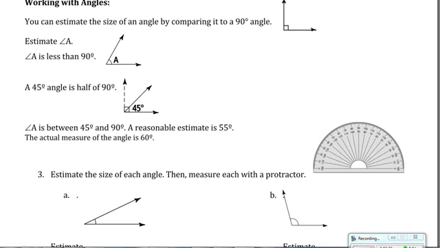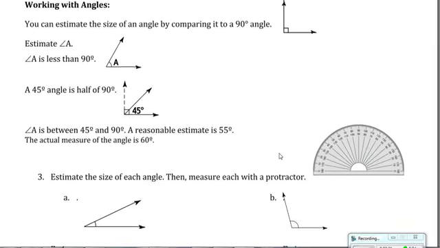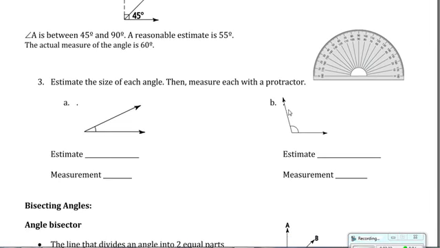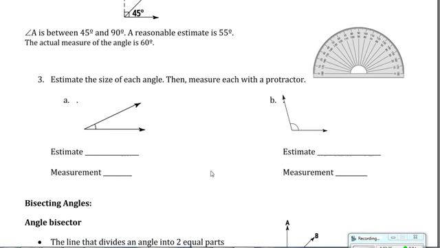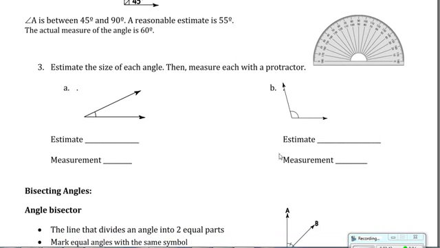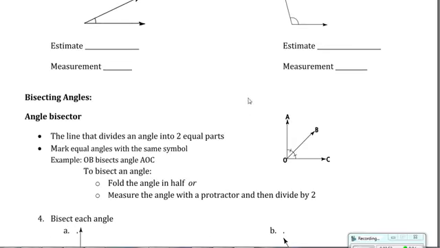And then the way that we would double check is by taking a protractor and then measuring. So I'm going to ask you to actually measure these with your protractor, and we can check them together in class. But try to estimate them first. Keep in mind that A is an acute angle, so we think it should be less than 90 degrees, and B is an obtuse angle, and so it should be greater than 90 degrees.